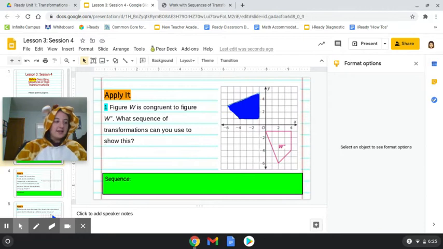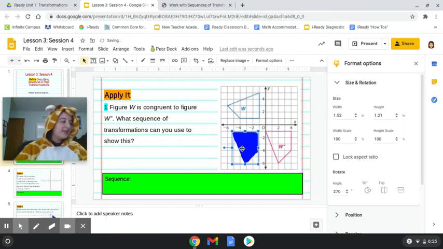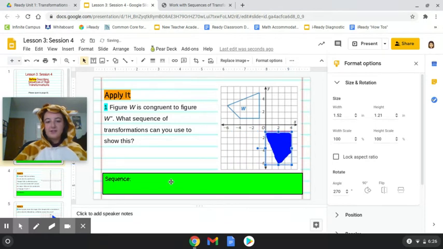Next we have our apply it, so that's the bottom of page 61, and so we have this figure W here, and it's congruent to W double prime down here, and we have to figure out what sequence of transformations can we use to show this. So we're going to start by rotating it 90 degrees counterclockwise. So that's the same as 270 degrees clockwise, so 270, and that will give us in this quadrant right here, around here. And then we are going to translate the image 5 to the right. 1, 2, 3, 4, 5. And it will land on top of this W double prime.